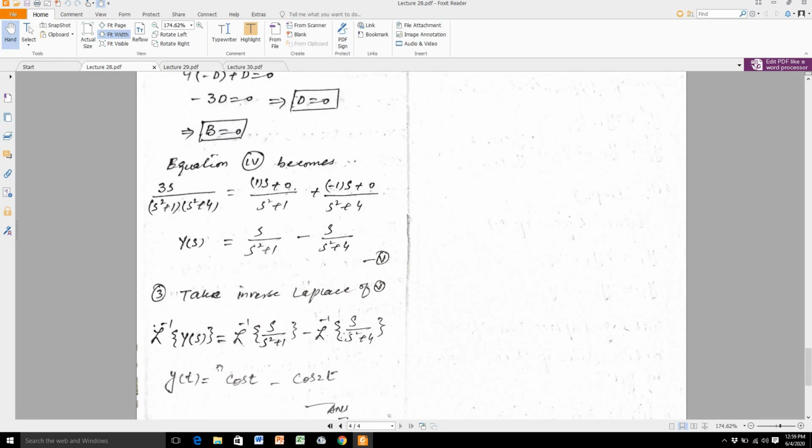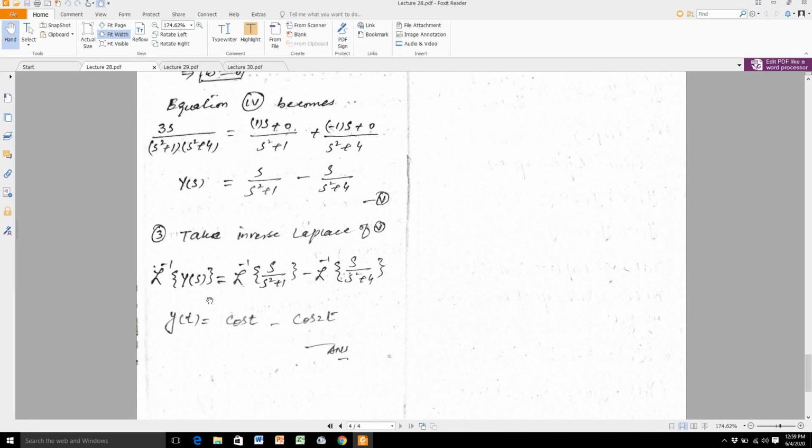Now I substitute all the values of the unknowns in equation number 4. I get 3s over s square plus 1 into s square plus 4 is equal to 1 into s plus 0 over s square plus 1 plus minus 1 into s plus 0 over s square plus 4. After simplification, I am writing it as s over s square plus 1 minus s over s square plus 4. So this is equation number 5.